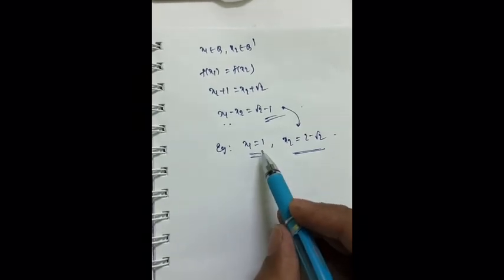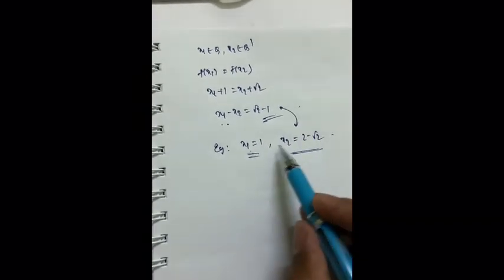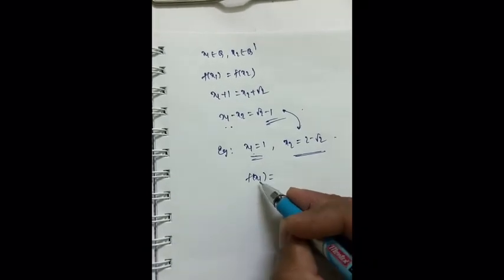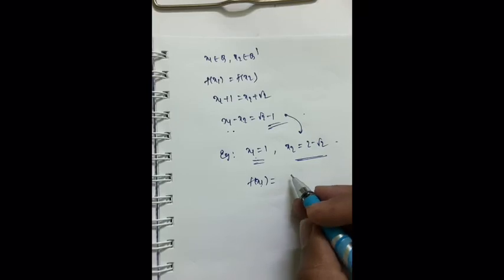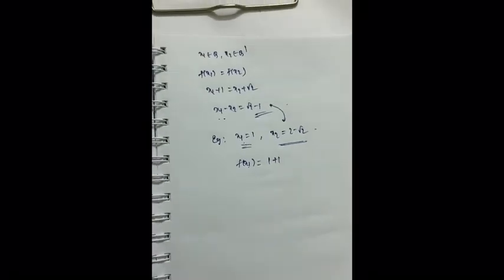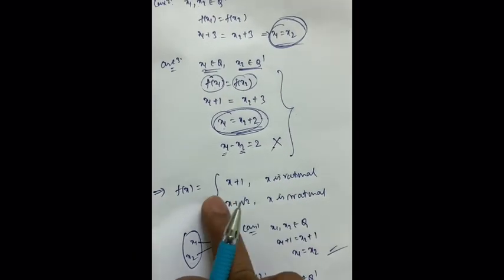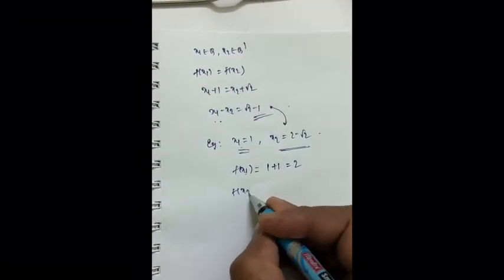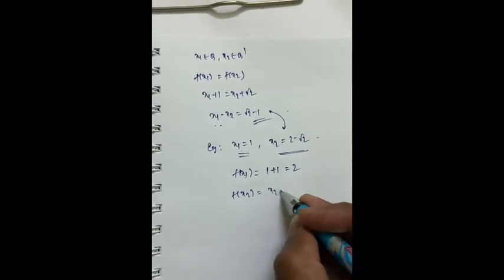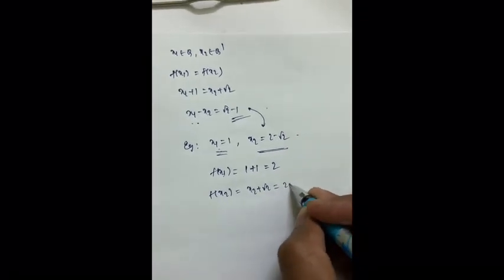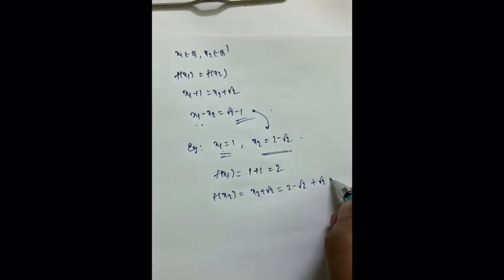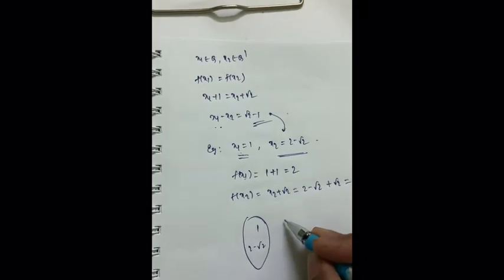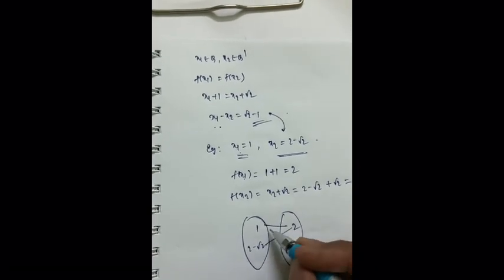So x1 and x2 are not equal, right? What will be f of x1? x1 is rational, so it will be x plus 1, that is 1 plus 1, which gives 2. What will be f of x2? It is x2 plus root 2, which is 2 minus root 2 plus root 2, which is again 2. So 1 as well as 2 minus root 2 both map to 2. So it is not 1-1.